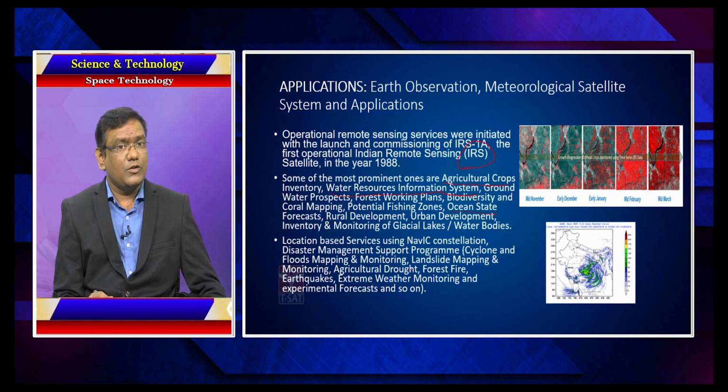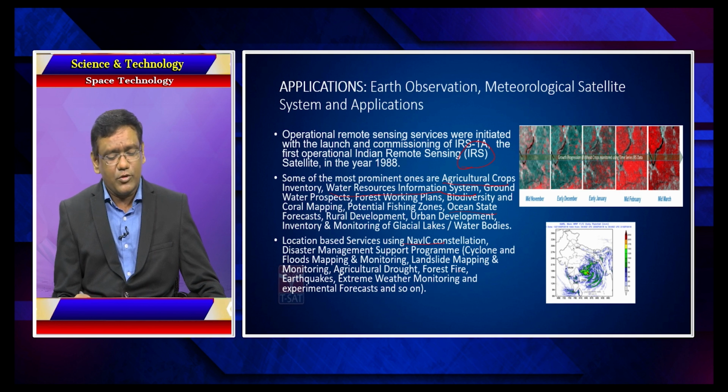And this also uses location based services using NavIC. We'll talk about the NavIC constellation in detail. We'll also use this for disaster management support programs like for cyclones, flood mapping and monitoring, and also for landslide mapping and monitoring. And we'll talk about its use in agriculture, drought, forest fires, earthquakes, and extreme weather monitoring and experimental forecasts and so on. These are location-based services that we will use.